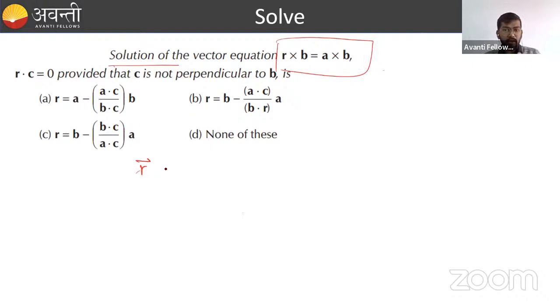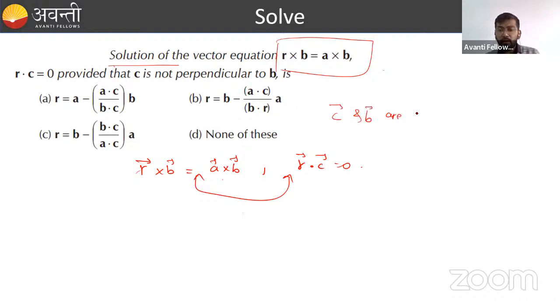So it is given r bar cross b bar equals a bar cross b bar, and r bar dot c bar is 0. These two conditions are given, provided that c is not perpendicular to b. Also it is given that c and b are not perpendicular. So under all these three conditions, we have to find the vector r bar.